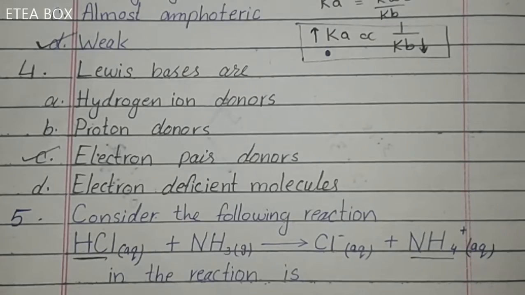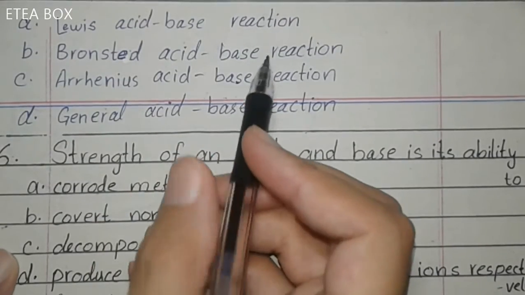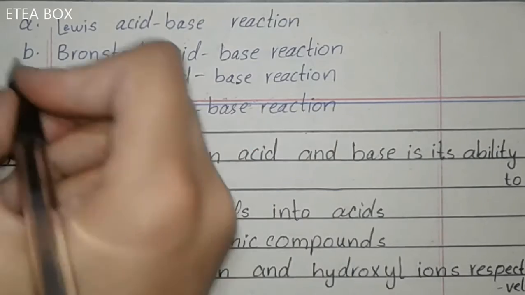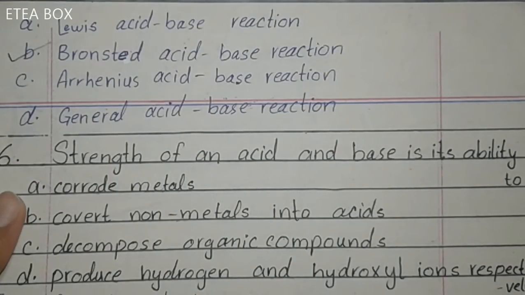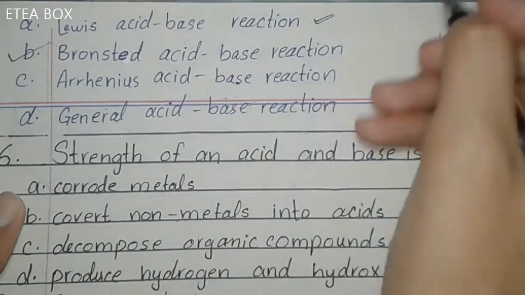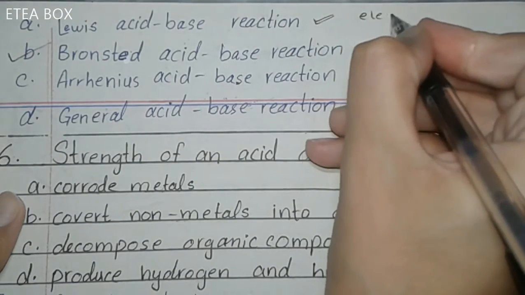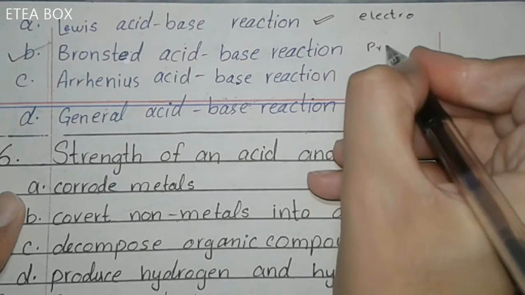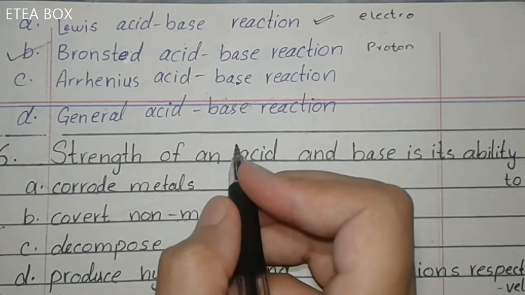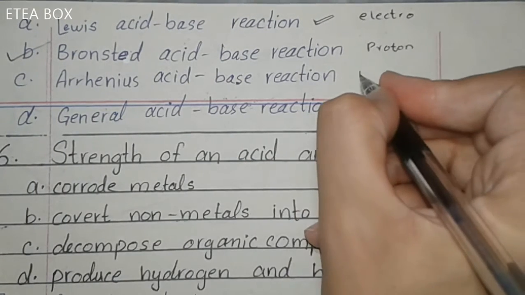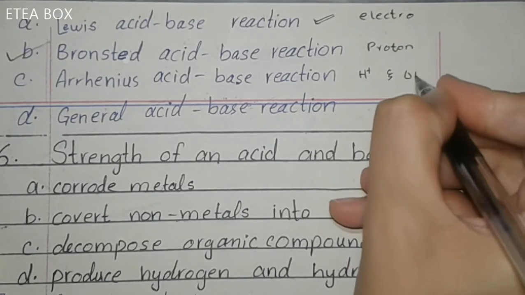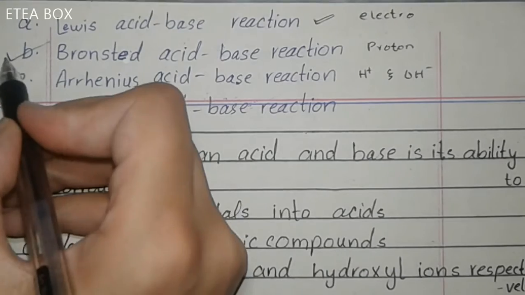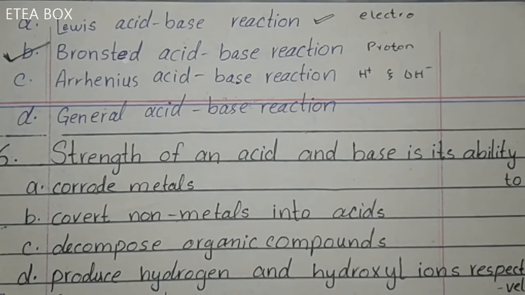Now look at the options. A Lewis acid base reaction, Bronsted acid base reaction, arsenous acid base reaction in general. Now look at here, it's Bronsted acid base reaction. In Lewis acid we talk about the electron pair. Okay, electron pair. In Bronsted acid bases we talk about the proton. Okay, we talk about proton. And in arsenous acid base we talk about hydrogen ion and hydroxyl ion. Okay, so here a proton is donated to the NH3, so this equation is Bronsted acid base reaction.